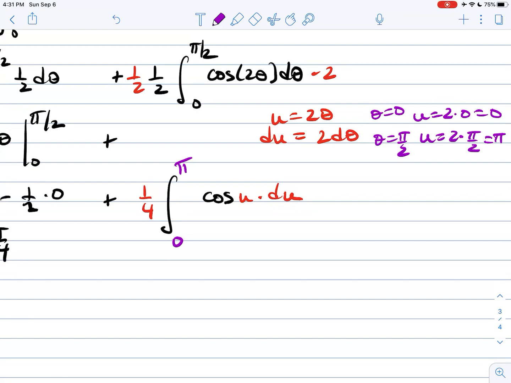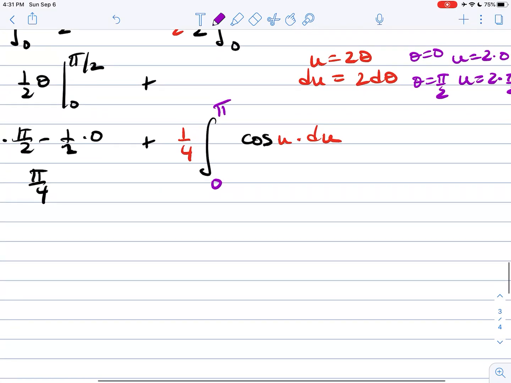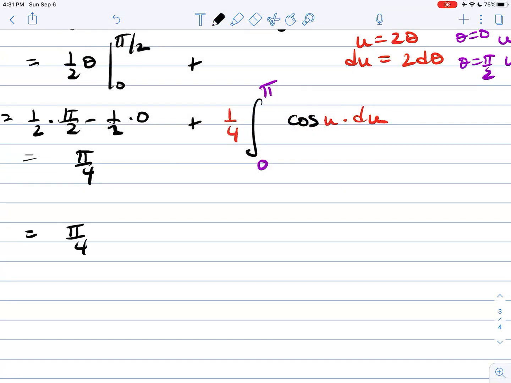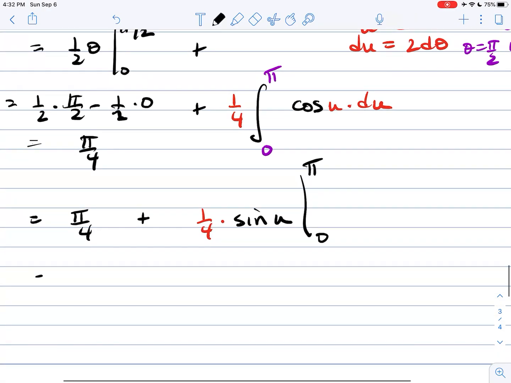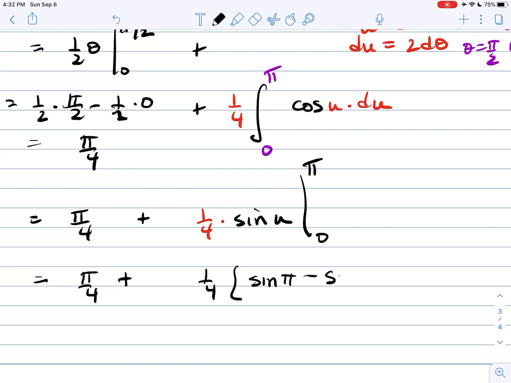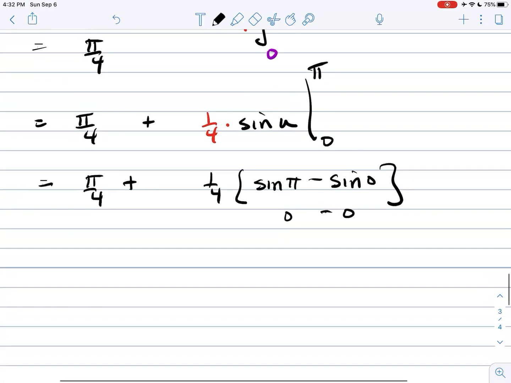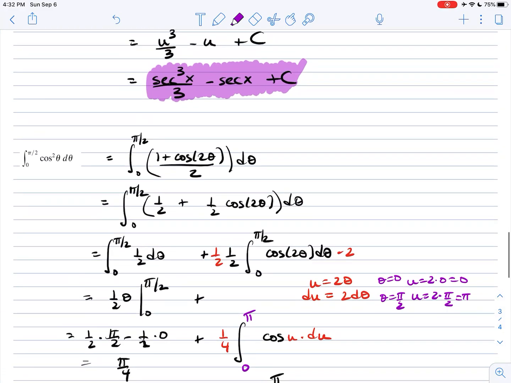Good. And then we can integrate with respect to u and not have to back substitute. So here we go. What is the integral of cosine? What function has derivative equal to cosine? Sine does. And we'll have the plus 1/4 times sine of u. And now I can go from 0 to pi because those are my new limits of integration. So this is going to end up being pi over 4 plus 1/4 of sine pi minus sine 0, and both of those are going to be equal to 0, and 1/4 times 0 is 0, so we will end up with pi over 4. Good.